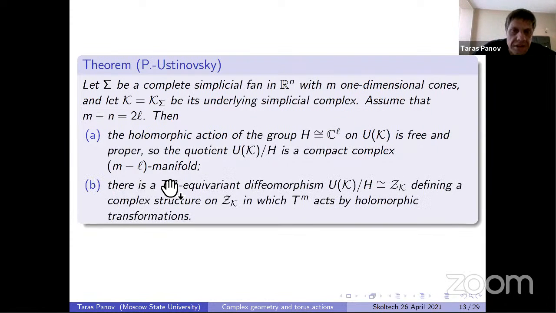And then you have this T^m equivariant diffeomorphism with a moment angle manifold, which gives you a complex structure in which the torus acts by holomorphic transformations. It actually also has a C star^m action, but it's not effective. It has an ineffectivity kernel. But the compact torus action is effective. So in this way, you make these moment angle manifolds into complex manifolds as a quotient by a holomorphic action of a compact subgroup.